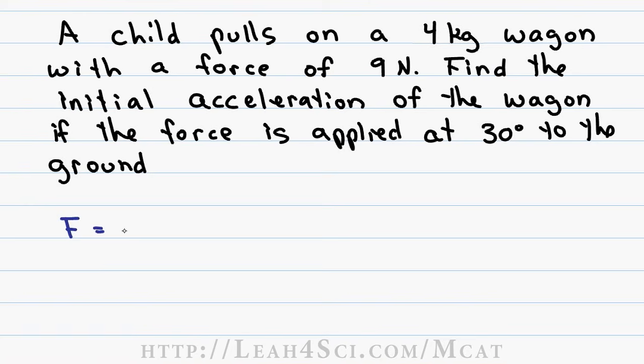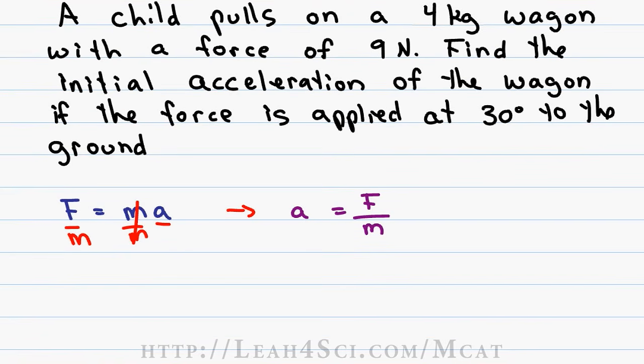If we have force is equal to mass times acceleration and we want to solve for acceleration, we divide by mass, giving me the formula acceleration is equal to force over mass. But we can't use the total force, we can only use the force applied to the direction of motion. I'll simplify the wagon as a rectangle. Here we have the child pulling on the wagon with an angle of 30 degrees to the ground.